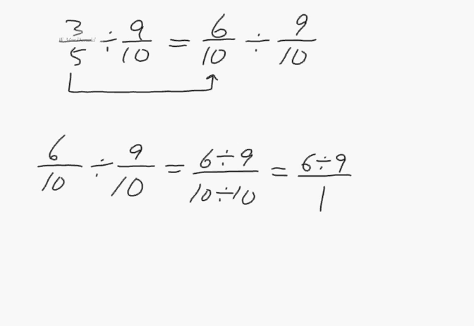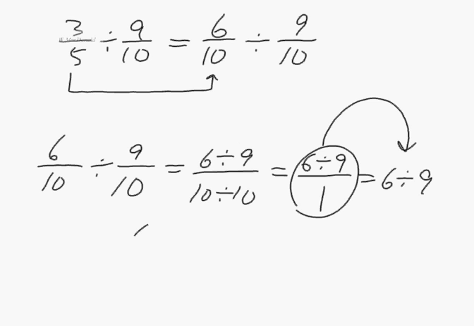And what we've learned from our experience is that denominators of 1 are insignificant. So as a result, I can simply think of this whole thing as 6 divided by 9 as a fraction, or 6 over 9, which in lowest terms is 2/3. So our answer to this question using common denominators is 2/3.